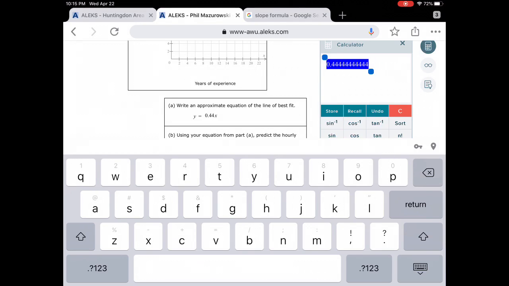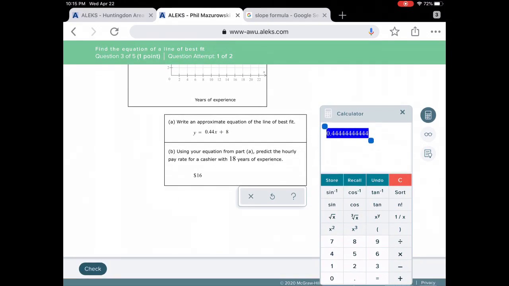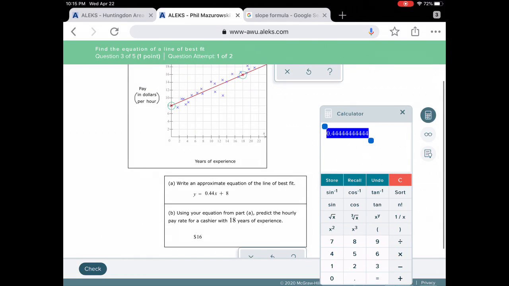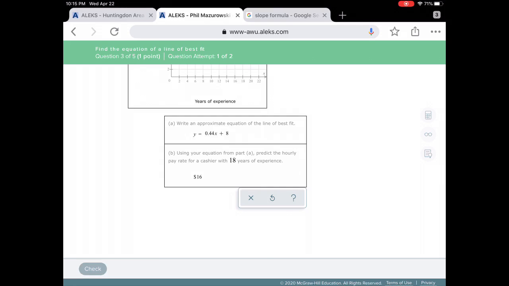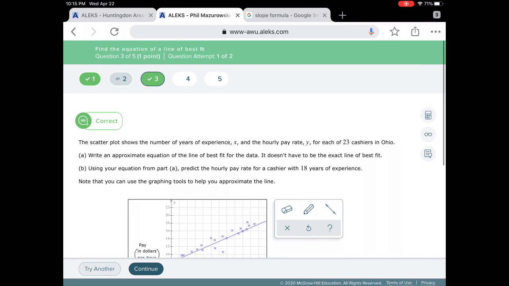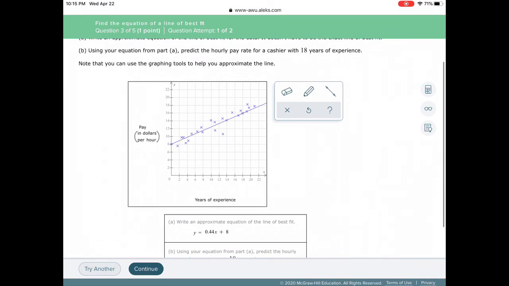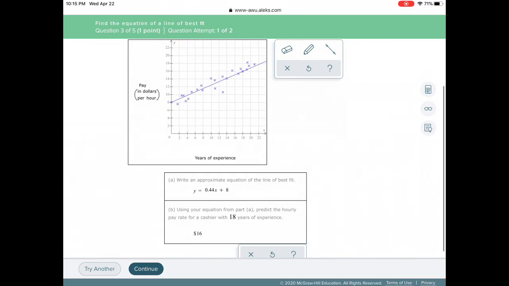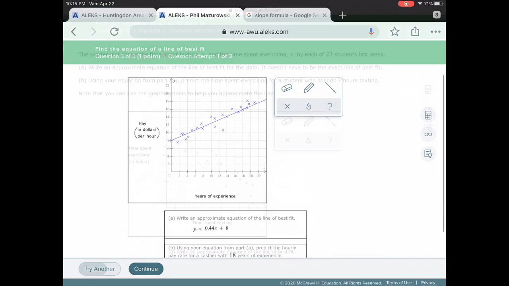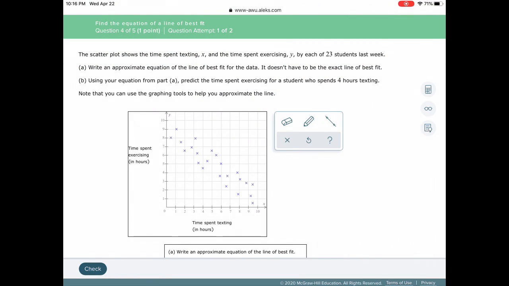0.44x plus 8 was our y-intercept there. And we can go ahead and hit check. And we got that right. So, like I said, a trick is whatever the prediction part is going to be, let's go ahead and put our point right there. And then we don't even have to really do the math. Let's go ahead and do the math one more time.